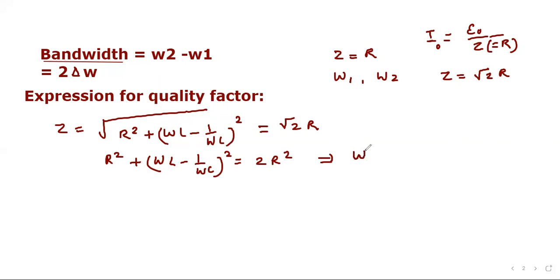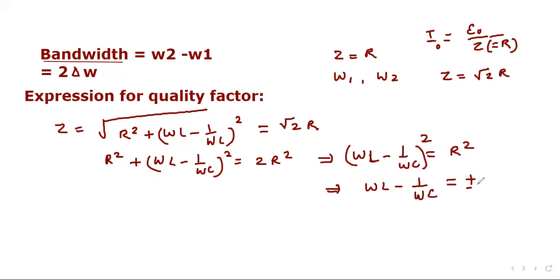which implies (omega L minus 1 upon omega C) whole square equal to R square, or omega L minus 1 upon omega C equal to plus minus R. Now we assume omega 1 corresponds to minus R and omega 2 corresponds to plus R. So let's write it: omega 1 L minus 1 upon omega 1 C equal to minus R, and omega 2 L minus 1 upon omega 2 C equal to plus R.